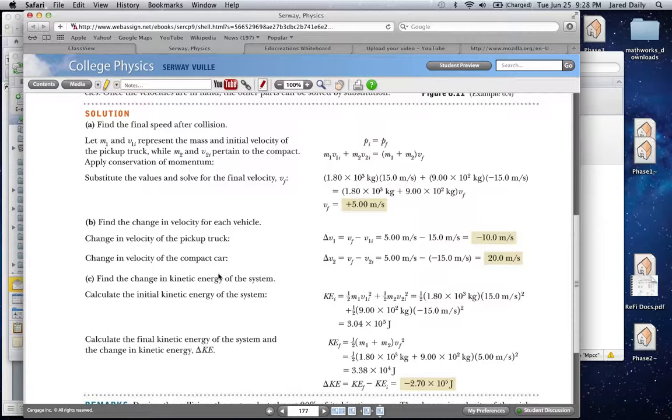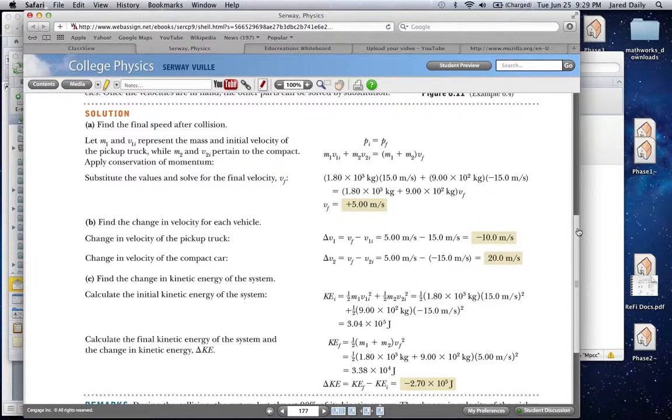The change in kinetic energy of the system: we calculate the kinetic energies and then take the difference between the initial and final kinetic energy. The total kinetic energy of the initial system is 3.04 times 10 to the 5th. The final kinetic energy of the system is 3.38 times 10 to the 4th. It's almost a 90% drop in energy.